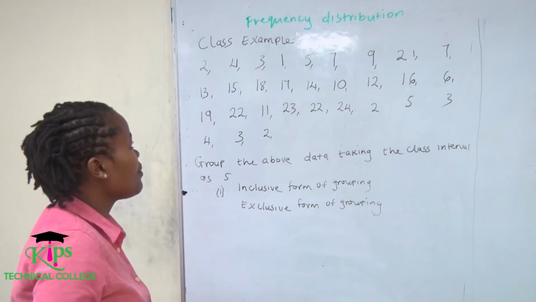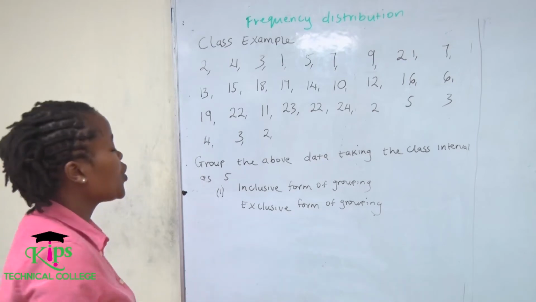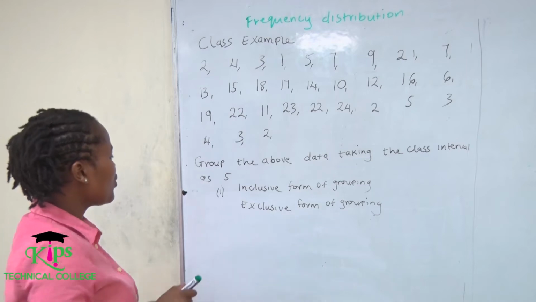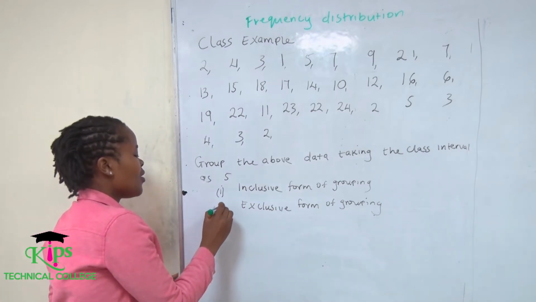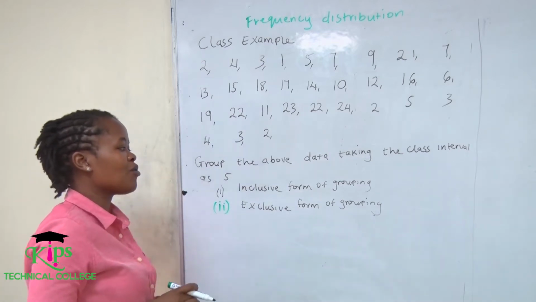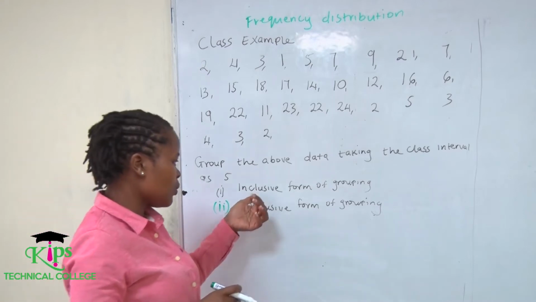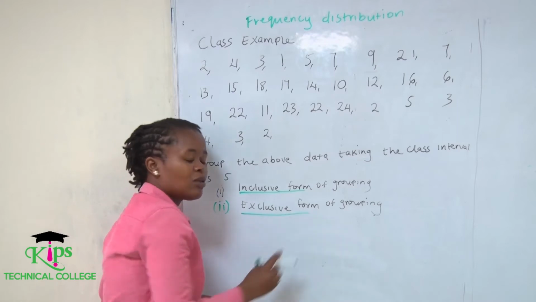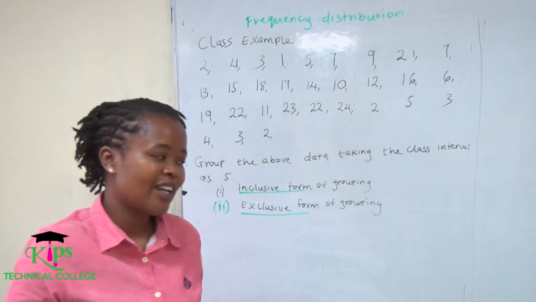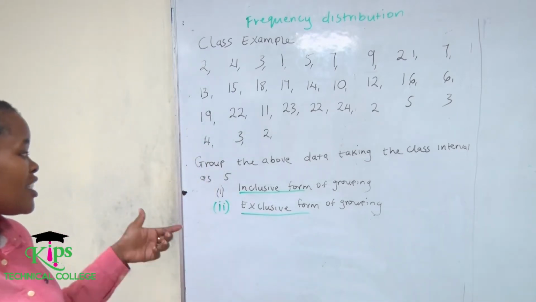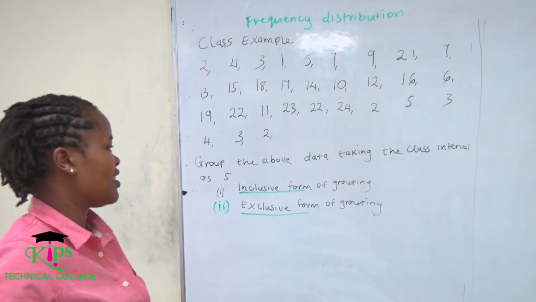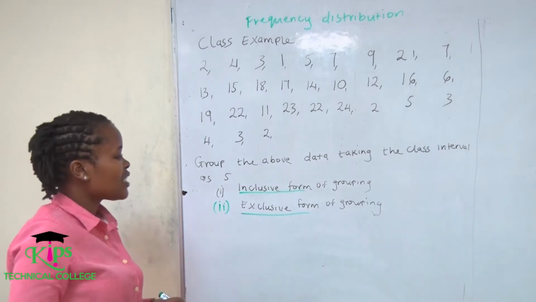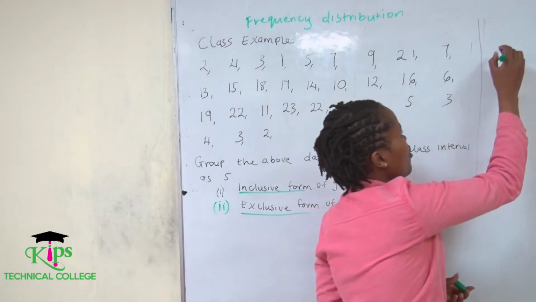And when you're coming up with a frequency distribution, we have two forms of grouping. It can be inclusive form, or exclusive form of grouping. So we start with the first one. This means we need to draw two tables, and we start with inclusive form of grouping.